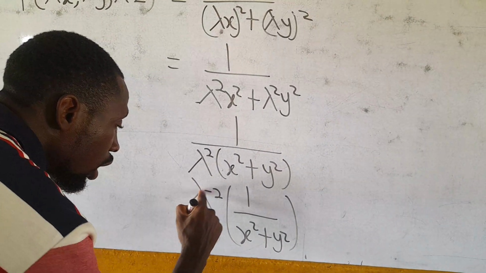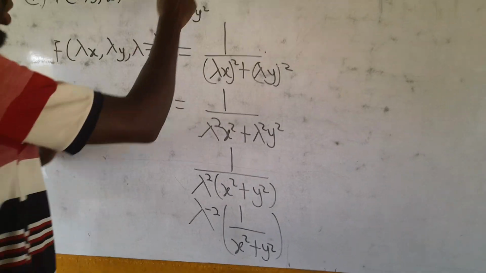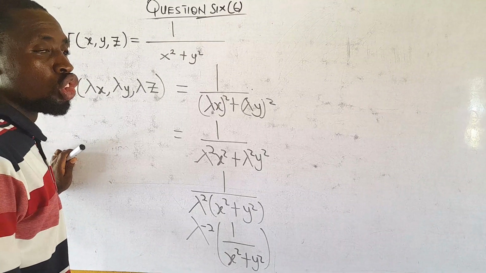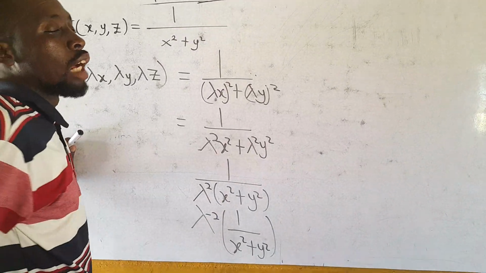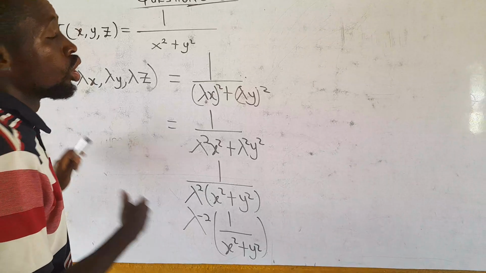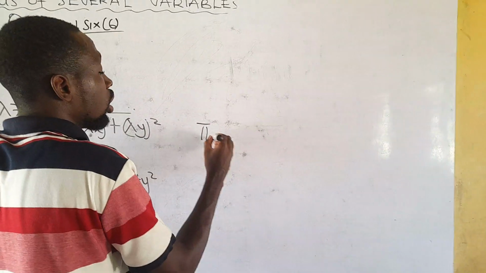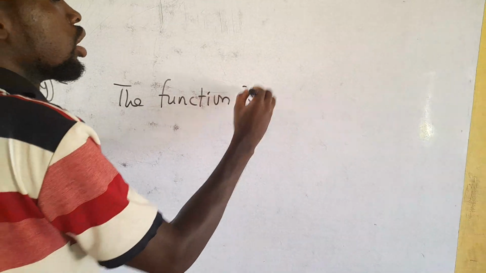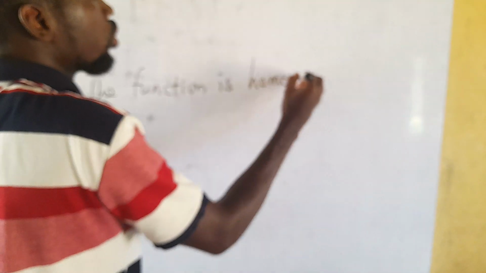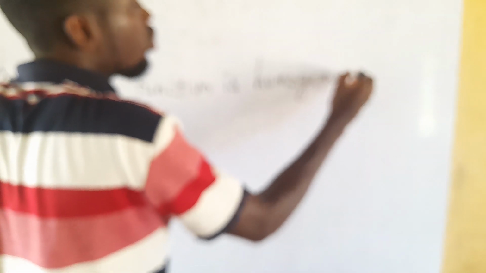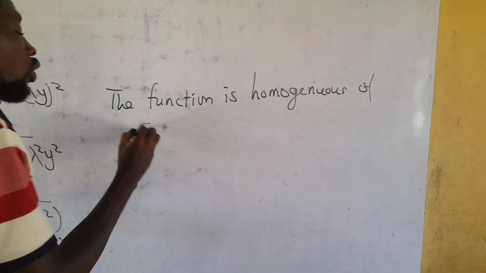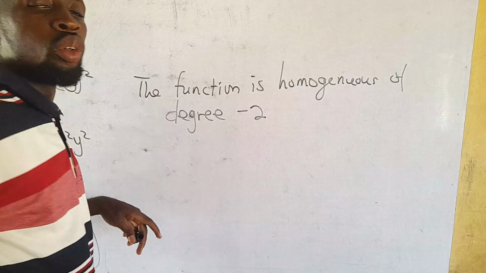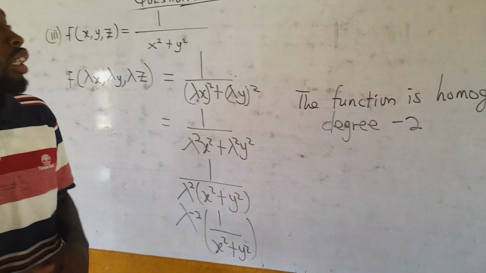Now the question is, did we get a function back? Did we get 1 over x squared plus y squared back? Yes. Then we can say the function is homogeneous. Now what is the degree of the lambda? The degree of the lambda is negative 2. So we can say the function is homogeneous of degree negative 2. I hope you get that. So this is all about the questions.